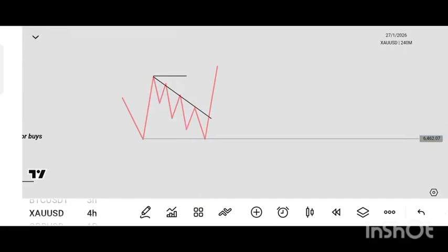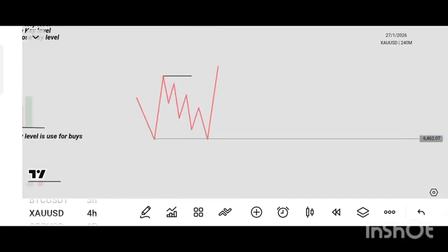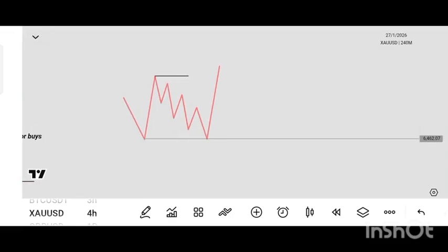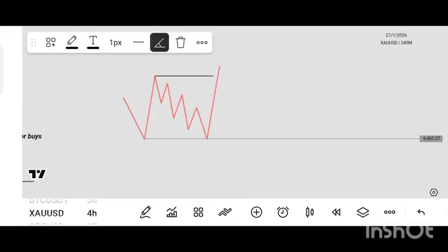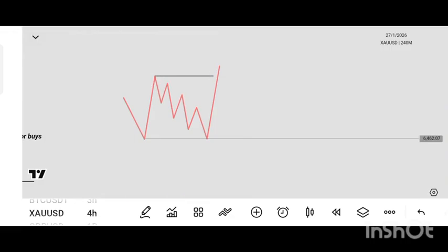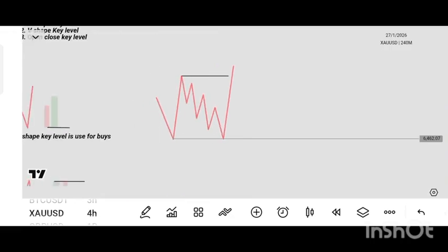Alright, so it can also serve as liquidity, external range liquidity. So price comes into that key level, we expect that key level to push price to expand and take out the external range liquidity. Alright, so that's basically what we use the V-shaped key level for.